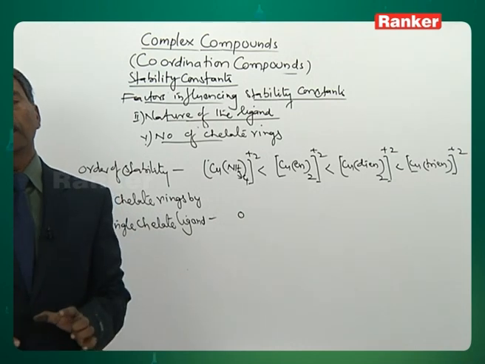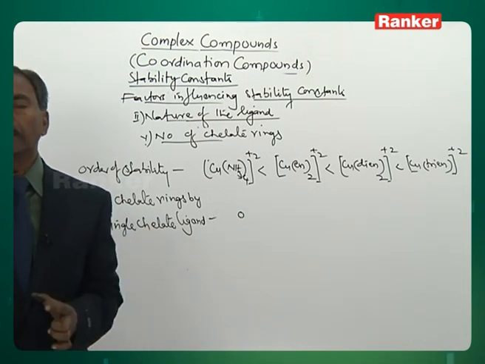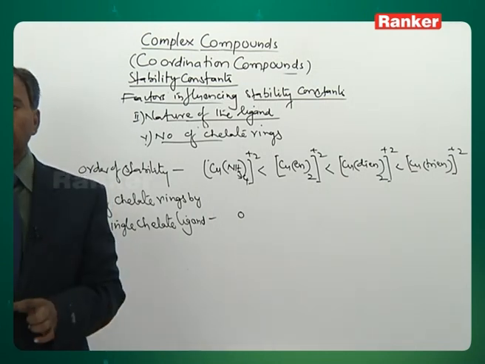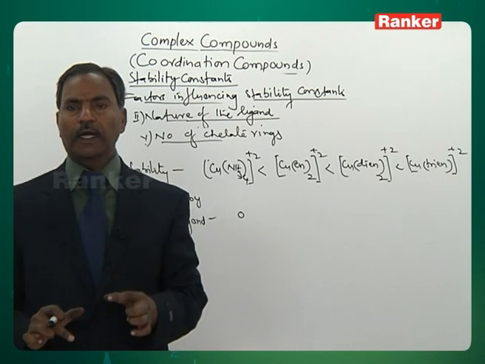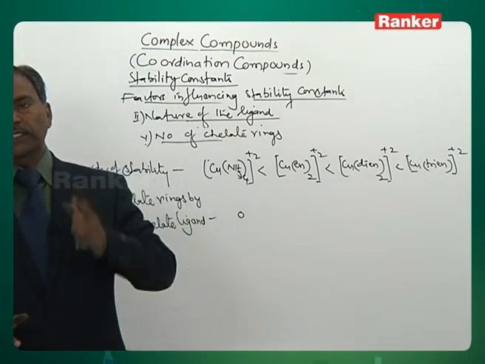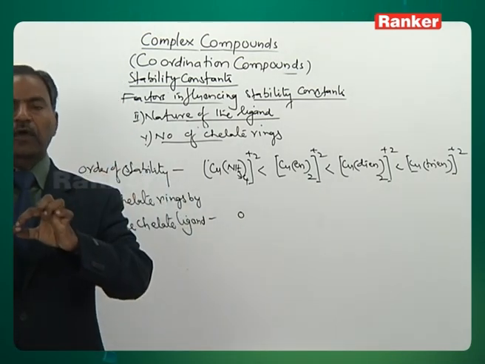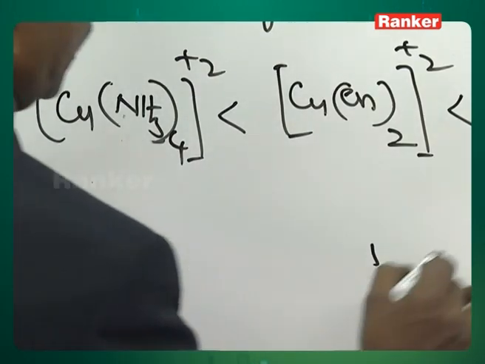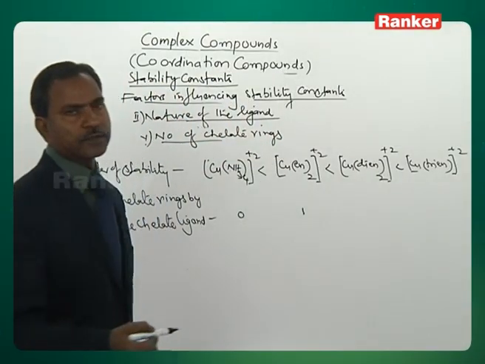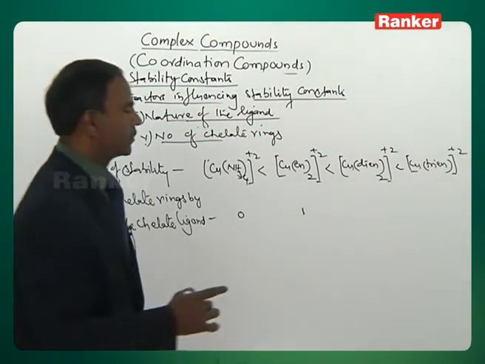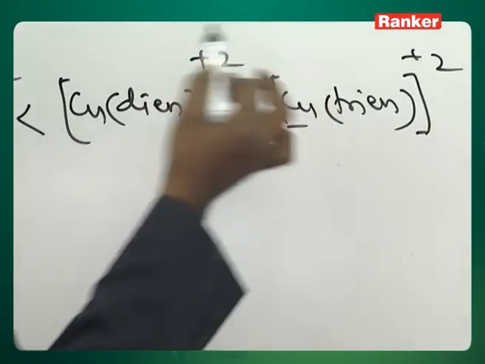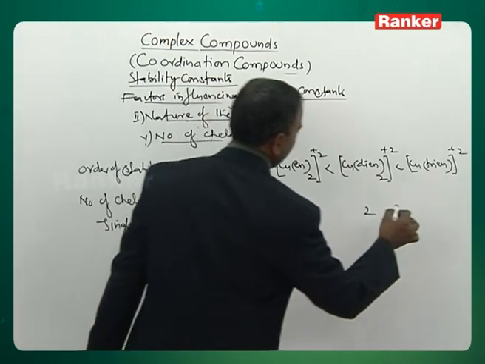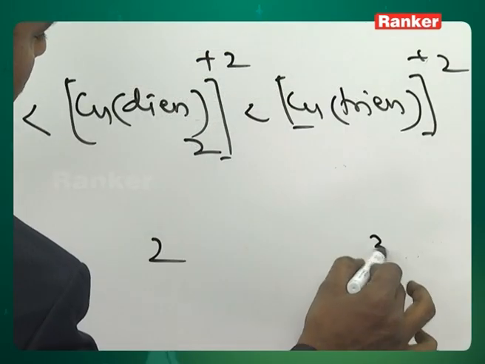See, the number of chelate rings by a chelate ligand equals the number of donor atoms minus 1. So, ethylene amine, two donor atoms, it can form only one ring. And dien, how many donor atoms? 3. 3 minus 1, 2 rings. How many donor atoms are there in trien? 4. 4 minus 1, it is forming 3 rings.